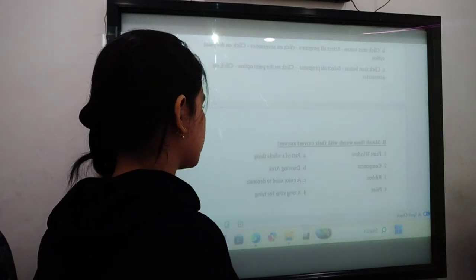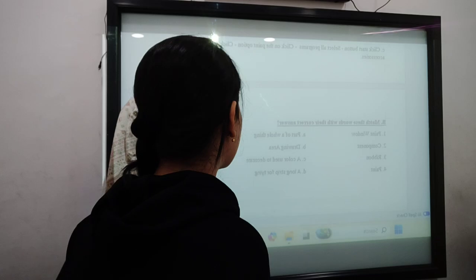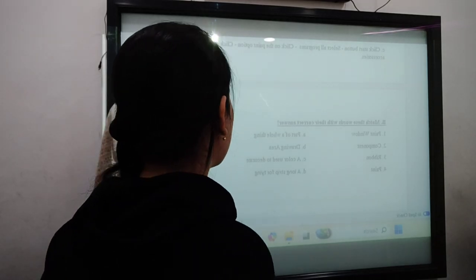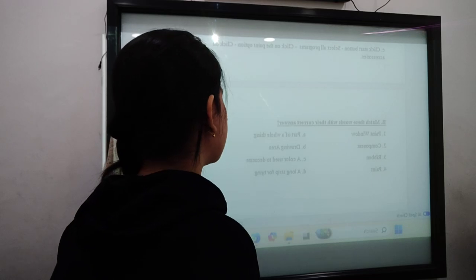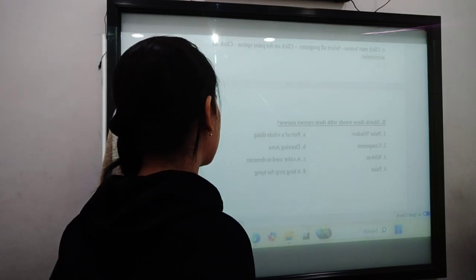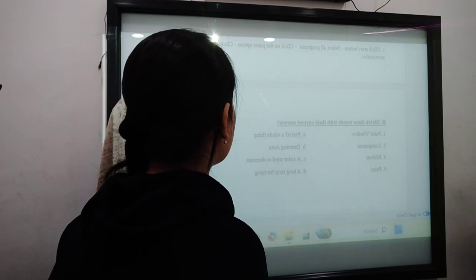Okay, Miss Sonia. Paint window, the answer is B, drawing area. Component is part of a whole thing. And then C, ribbon, a long strip for tying. And then paint, a color used to decorate.